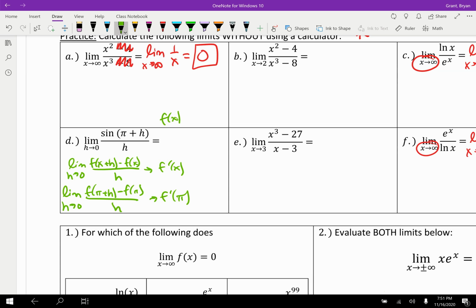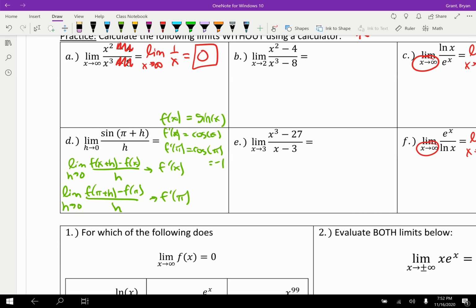The first step is, what is f of x? Well, there is no f of x written at the end, but I'm pretty convinced based on this that f of x is sine of x. Then if we want to find f prime of pi, the first thing we need to find is f prime of x, that's cosine of x. And then the last part is f prime of pi, cosine of pi, which is -1. So the value of this limit is -1 because it's a definition of our derivative.